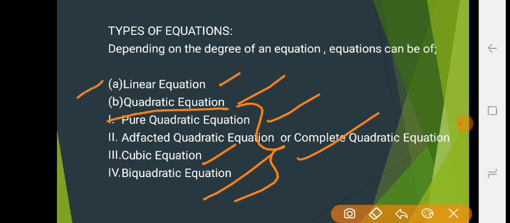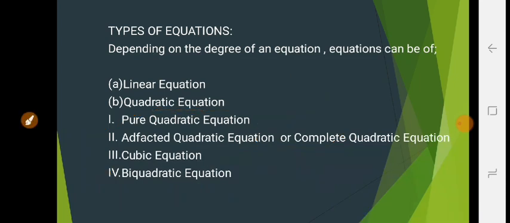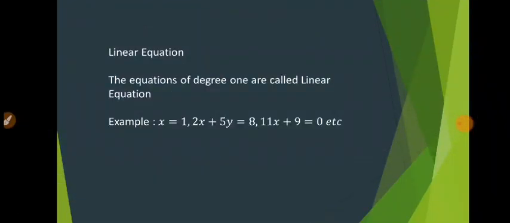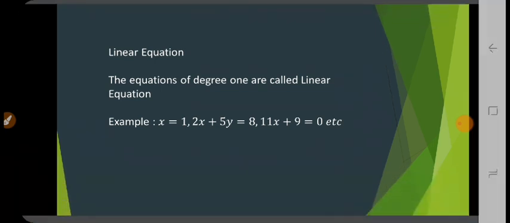Majorly we have two different types under equation: one is linear equation and another one is quadratic equation. Under quadratic we have four types of equations. We'll discuss one by one in detail: what is linear equation, what is quadratic, what is cubic, what is biquadratic, all this. Next, as I told you, we are discussing linear equation.